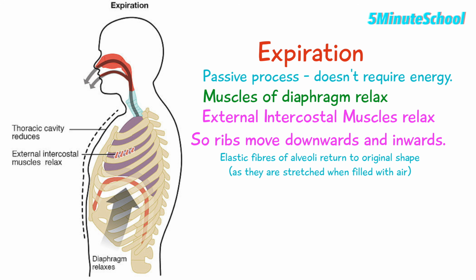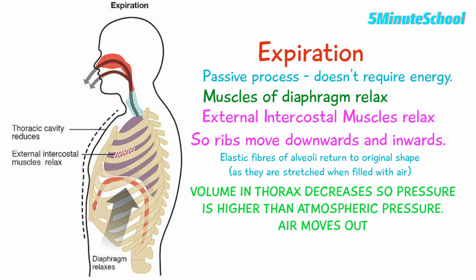All of these factors cause the volume in the thorax to decrease, which increases the pressure inside the thorax, so that it's higher than the pressure of the atmospheric air. So air moves out of the lungs to try and equalize the pressure. Exhalation in general is passive, but you can exhale a bit more forcibly using energy, and that turns it into an active process.